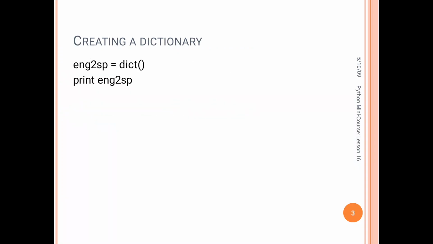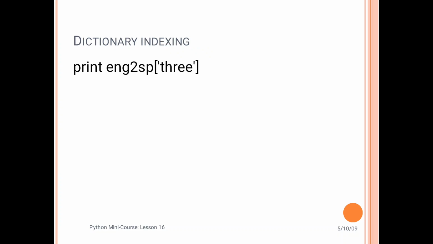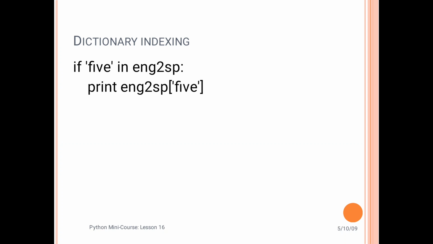So, creating a dictionary. In this example we are creating the dictionary using the dict keyword, and our dictionary name is English to SP. In this dictionary we can add values. Here are some examples: adding values in the dictionary and printing the values inside the dictionary.